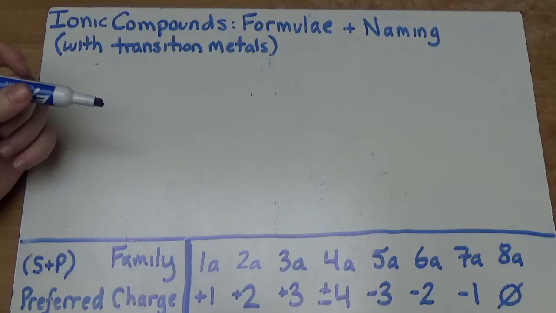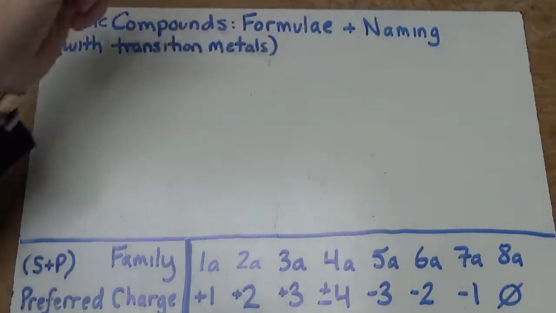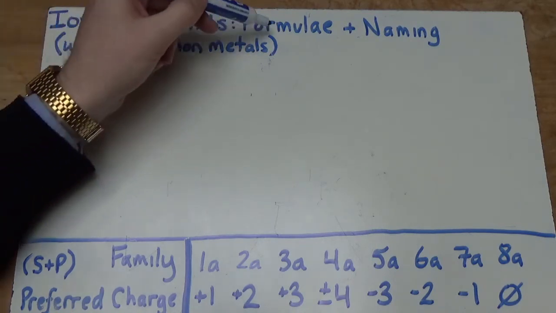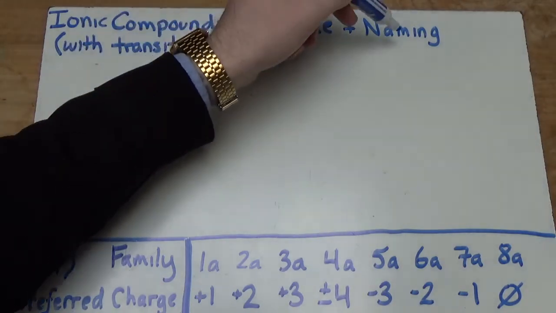In this case, you have to know one or the other in order to get the other one. You cannot arrive at the formula without the name. Let's start with being given the formula and being asked for the name.